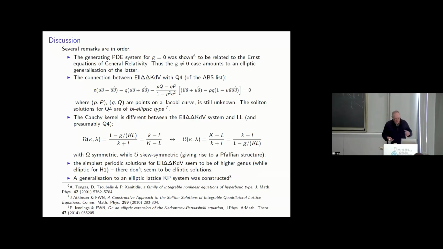Okay, so in the final part, I still have maybe about 5-10 minutes or so. Let me make a comparison between this elliptic KdV system and the so-called Q4 equation of the famous ABS list, which is this equation here. So this is a scalar quad equation. Again, it has variables shifted along an elementary quad, and it has lattice parameters, again on an elliptic curve, but this is a Jacobi curve in this case. And I'll give you a little more detail in the next slides.